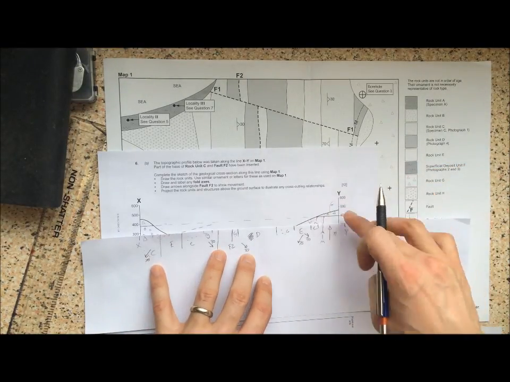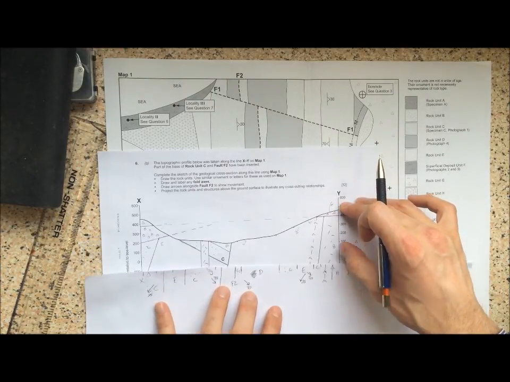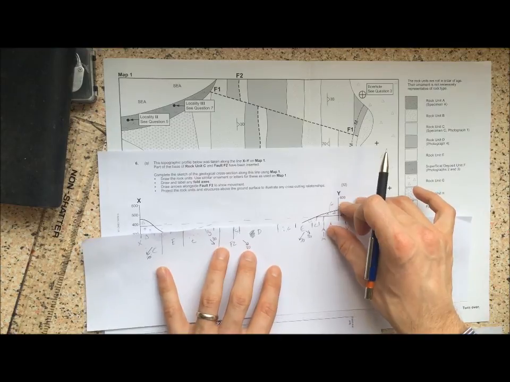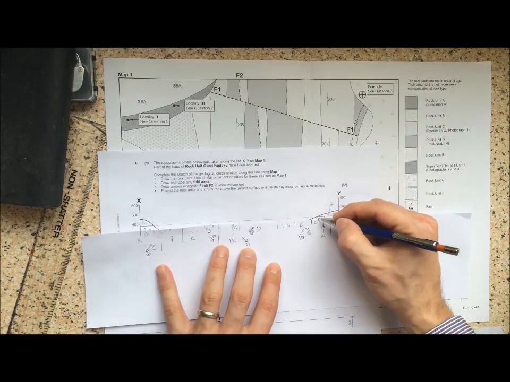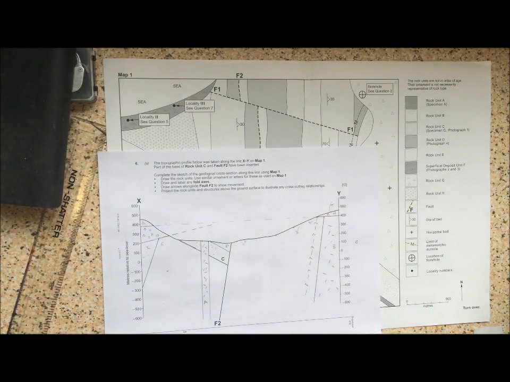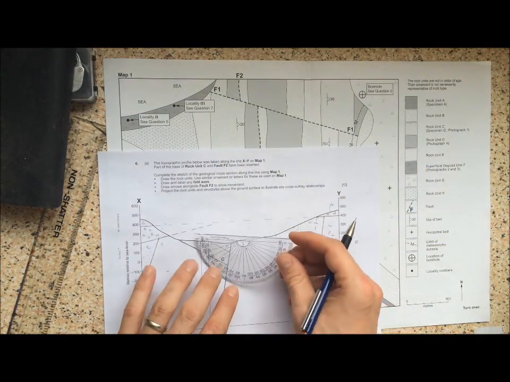And we'll just stop there because there's obviously something going on here. We've got the metamorphic aureole there. We've got another bed to get in here, which is going to be just a slither of C. But we'll leave that for the time being. Let's get this syncline in first.